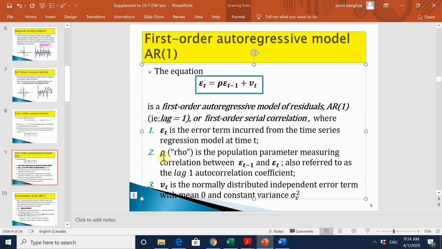And so rho over here, as I mentioned before, is in fact the population correlation coefficient. And nu of t here is assumed to be the new normally and independently distributed error term with mean value 0 and constant variance sigma squared of nu.